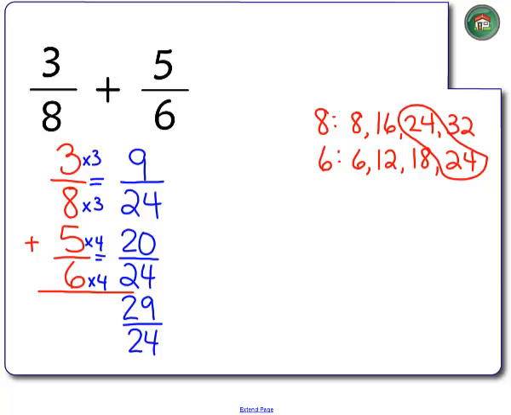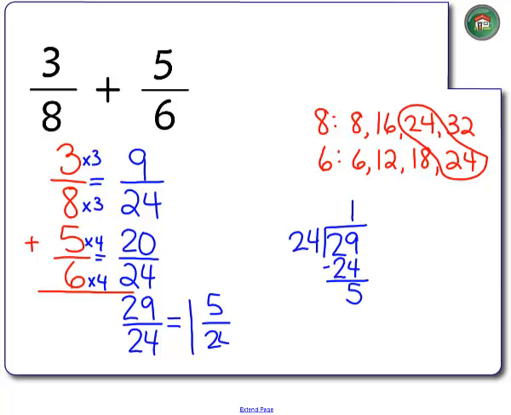Do you think I could leave it that way? Well, it is an improper fraction, so we'd like to change it to a mixed number. If you can do it in your head, that's fine. I'm going to write it out over here just in case you forgot how to change an improper fraction to a mixed number. 29 divided by 24. 24 can go into that once with 5 left over. So my new mixed number is 1 and 5/24. You should change any improper fractions to mixed numbers as your final answers.